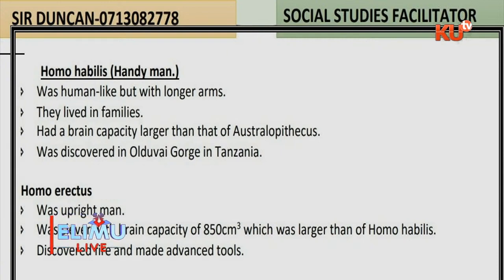His tools. He used tools. Homo habilis, because we have said he was called a handy man or able man or a tool maker, or man with the ability. That was about Homo habilis. Let us look at Homo erectus.